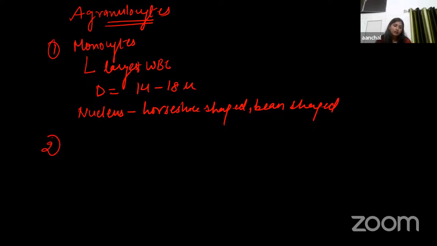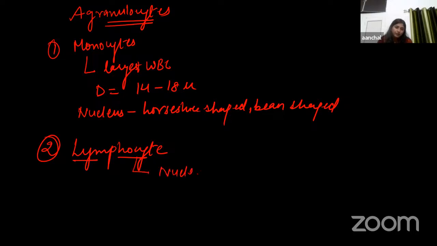So now the last one, the other type of agranulocyte we have, is lymphocyte. Now, what about lymphocyte? What are the properties this lymphocyte has? So, the lymphocyte does not have granules in the cytoplasm, as it is a type of agranulocyte, and the nucleus is again bean shaped here, or it could be kidney shaped also.